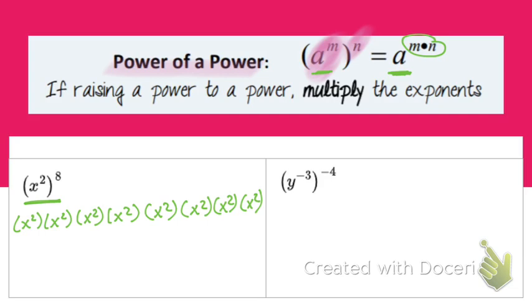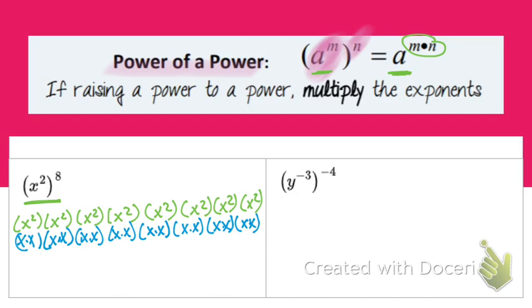So next I'm going to replace all of the x squareds with an x times x. And then last, I've got x times x times x times x. I've got a whole bunch of them, and if I count them all up, I've got 16 of them. So I've got x to the 16th.